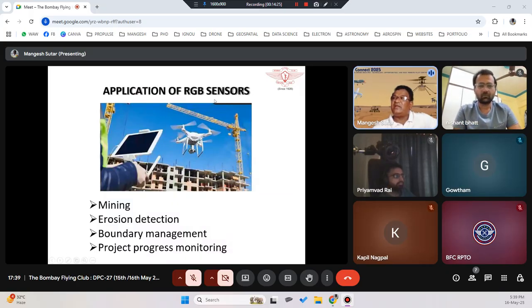Applications of RGB sensors include mining, erosion detection, boundary management, and progress monitoring. Even mining people, a lot of mines, have already started deploying drones to monitor their mines and their stock. Real estate also uses project progress monitoring: every month you fly the drone and take stock of your project.